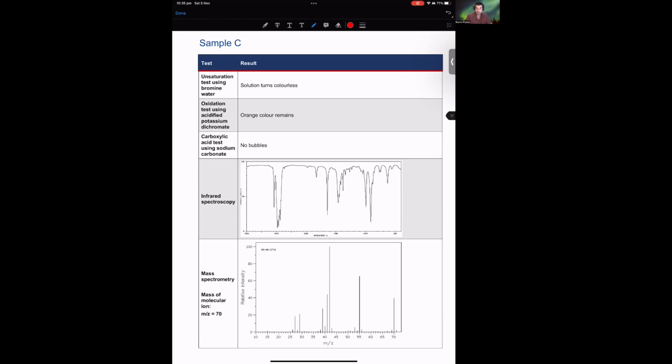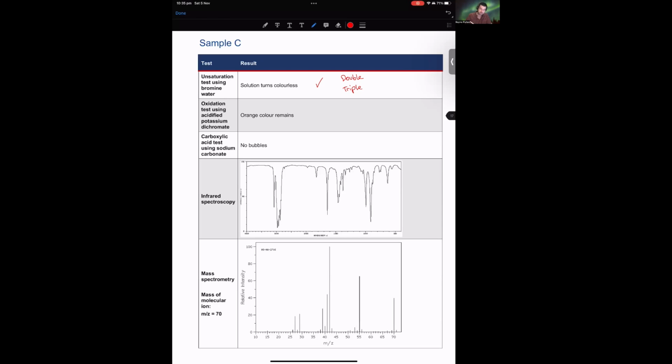As I've done with other examples, the first thing I like to do is to go through the first three tests. So as we can see here in our unsaturation tests, the solution turns colorless, which tells us that this is a positive result, and sample C must be containing a triple or a double bond, one of the two. So we'll bear that in mind as we come back to look at the other data.